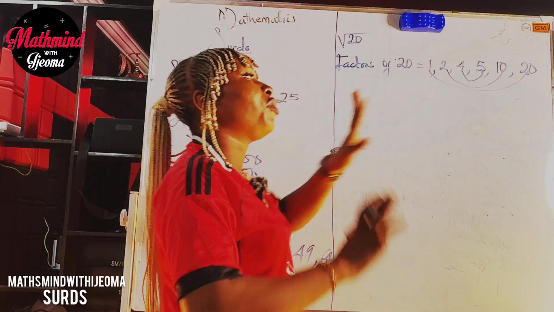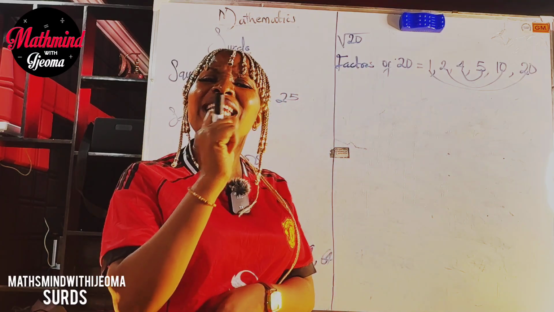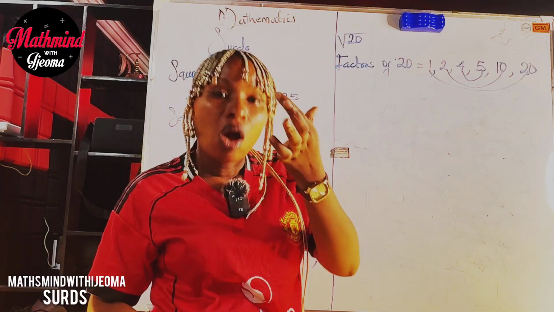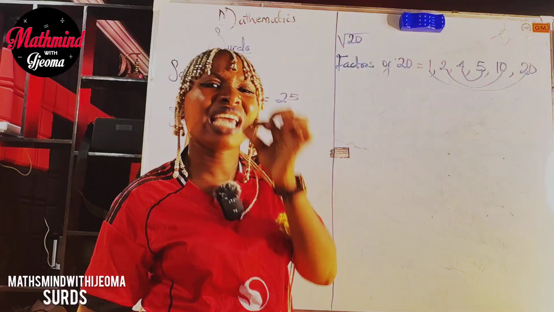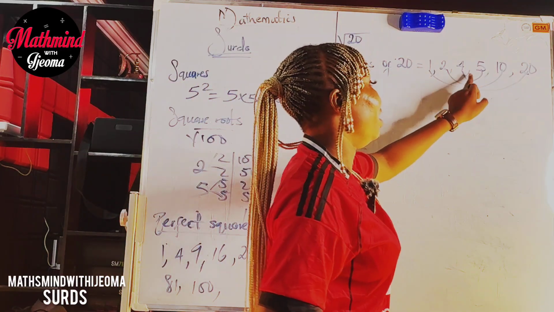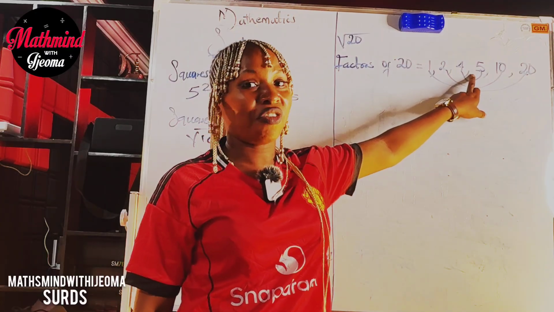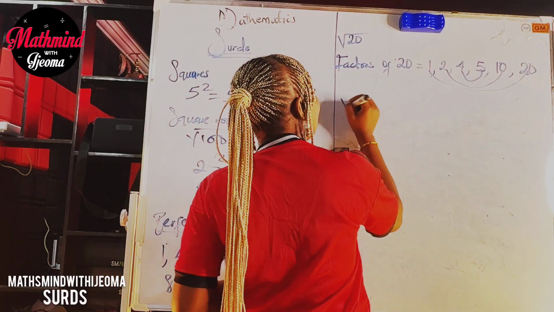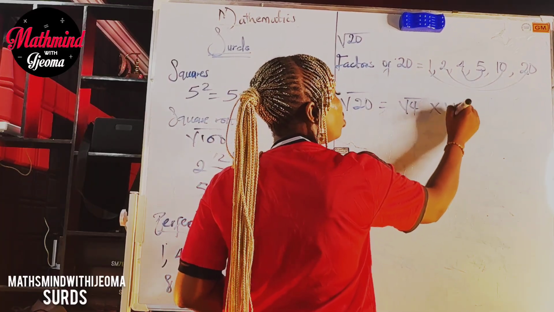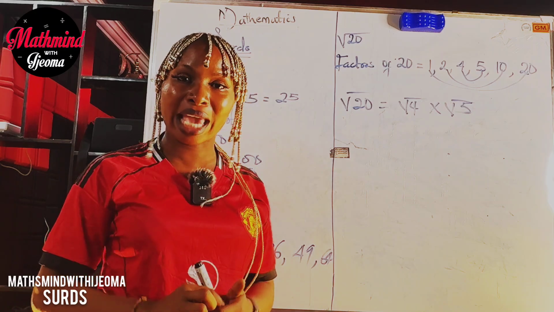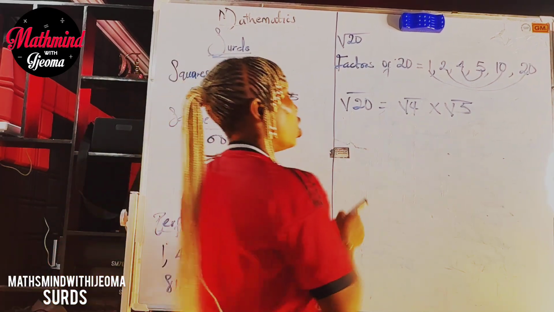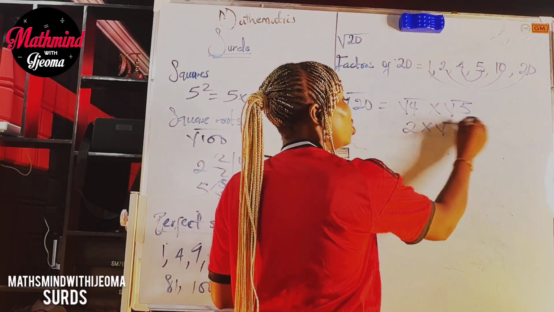Now, as you have found the factors of 20, find a pair of its factors that has a perfect square. Looking at all these pairs, the pair with a perfect square is 4 and 5. So root 20 is equal to root 4 times root 5. Now, what is root 4? The square root of 4 is 2. So we have 2 times root 5.